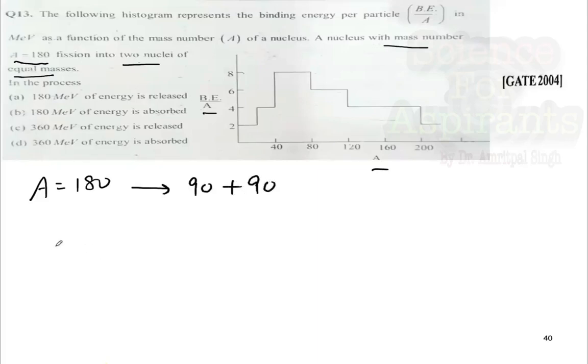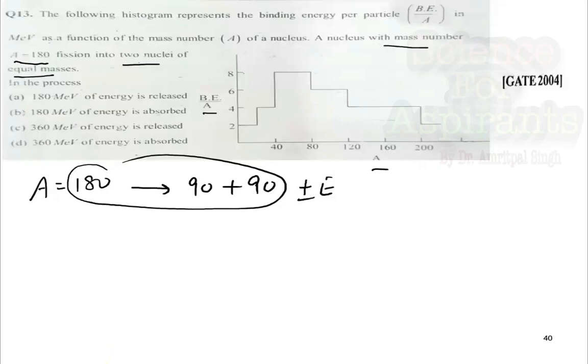90 masses. Now, we have to find whether there is a release of energy or an absorption of energy. So the reaction is something like this. We have to calculate plus or minus delta E. Now first, these are the reactant nuclei, so we need to find the binding energy of the heavy nuclei.